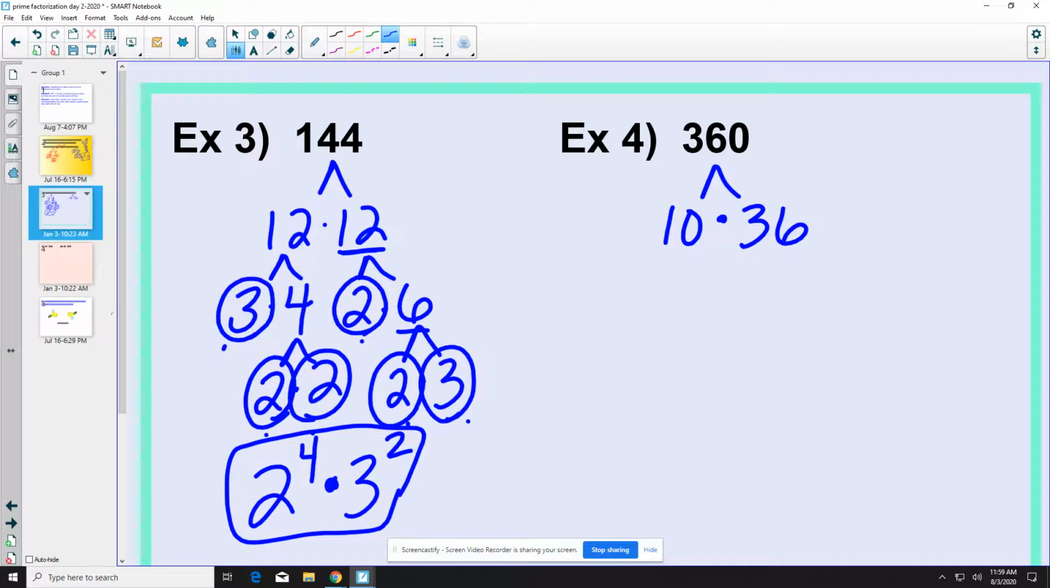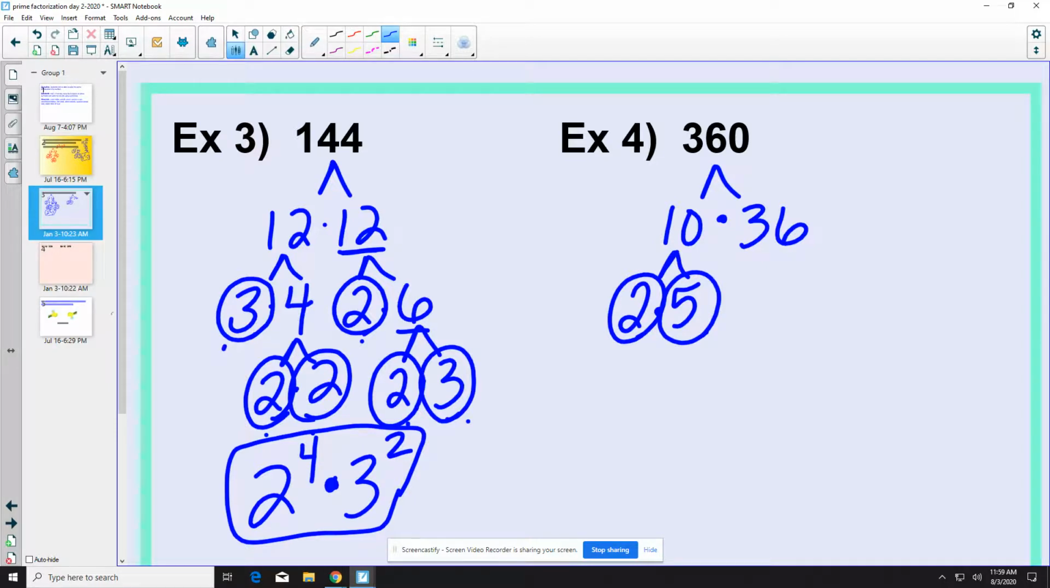Now I got to keep going until I have all prime numbers. So I'm thinking to myself, is 10 prime? No, because I could take 2 times 5. So I'm going to break down my 10 into 2 times 5. Is 2 prime? Yes, only 1 times 2 is 2. Is 5 prime? Yes, because only 1 times 5 is 5. So I'm going to circle them. Then I'm going to go to the 36.